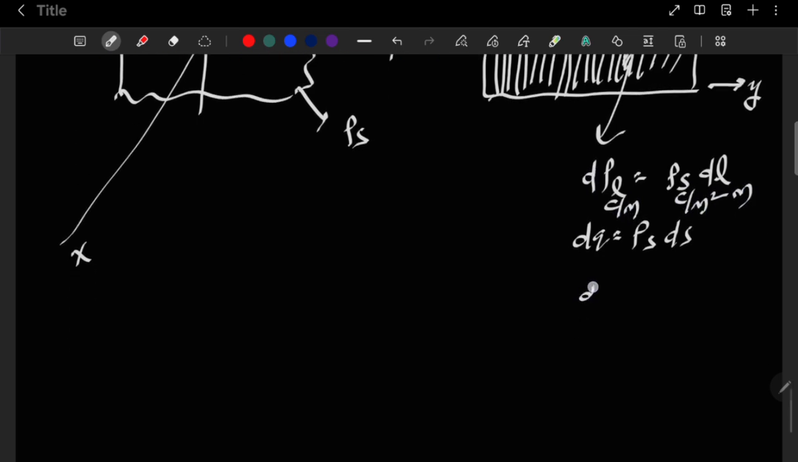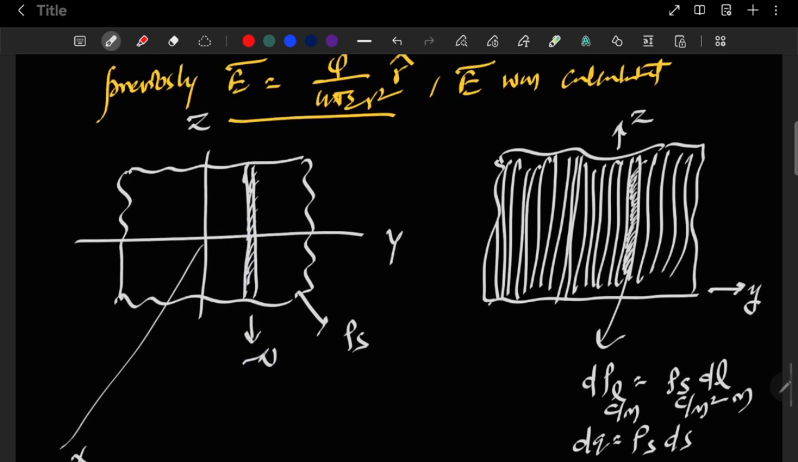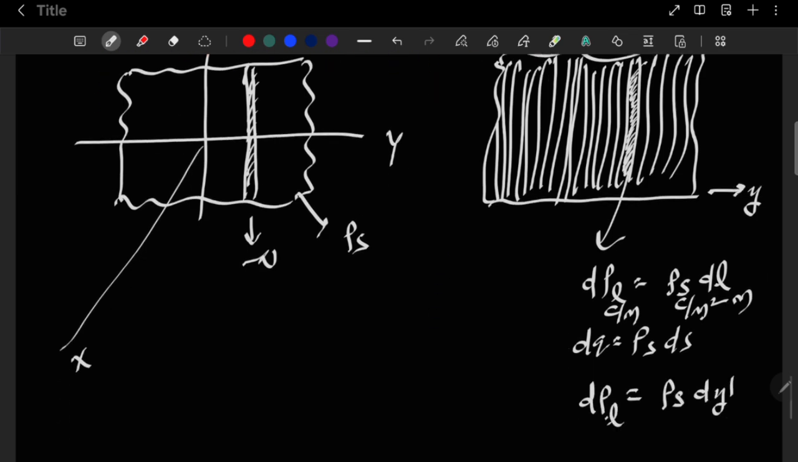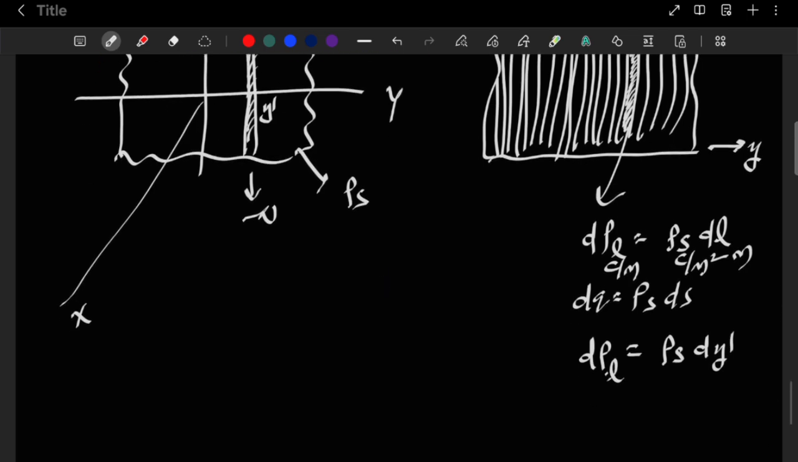So what is the dL? d rho L is equal to rho S into dL, and the dL is changing with respect to the y-axis. That is why you have to take dy here. If you assume that this line is available at y dash, you can take y dash. So that strip is this one. Along the z-axis, it is infinite length, but it is available at y dash from the origin. So by keeping all these things, we can do the rest of the part.